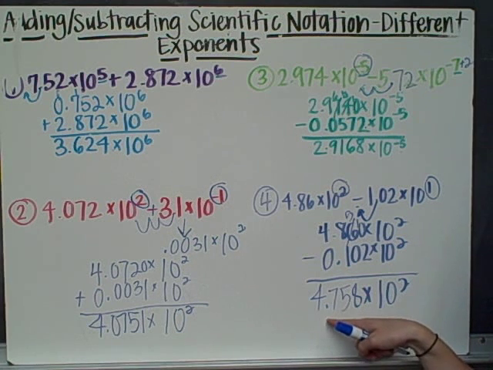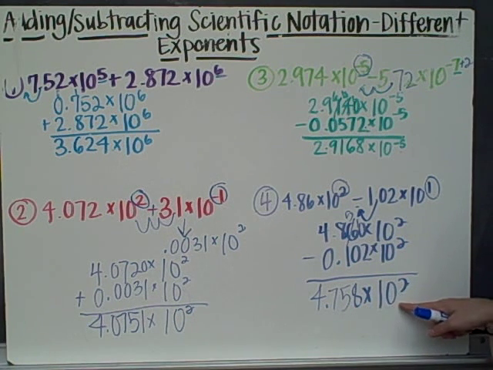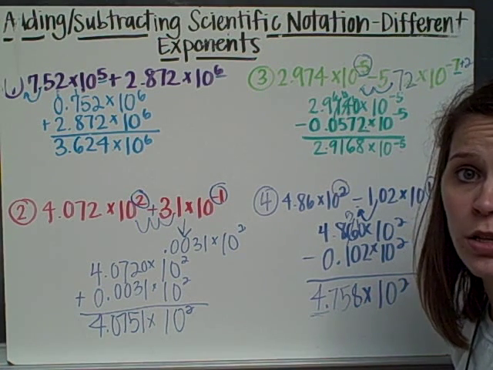So we have 4.758 times 10 to the second. We only have one number in front of the decimal, so it's correct scientific notation, and so you are done.